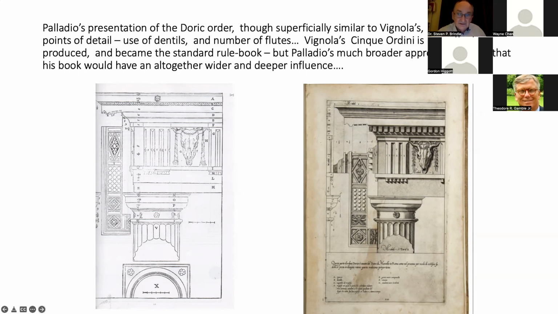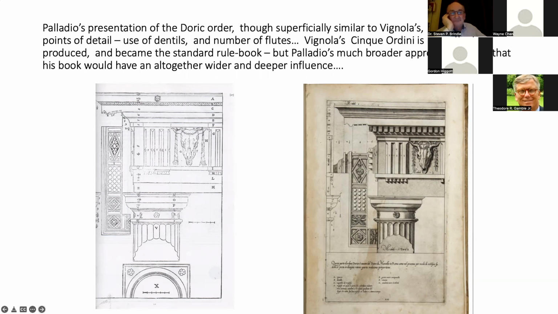Now, Vignola's Cinque Ordini is actually the most translated, most published book in all architectural history, and it became generally accepted on the continent as the source for the orders. But the orders is all it contains. Palladio's book is so much wider and so much broader in its content. And it's for that reason really that we talk about Palladian rather than Vignolan architecture.